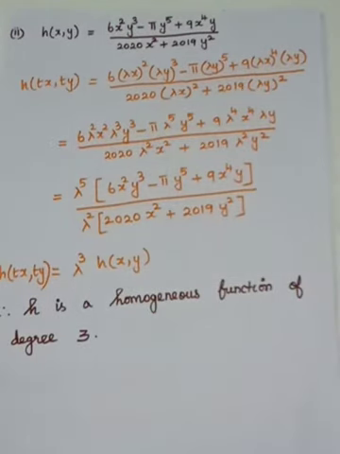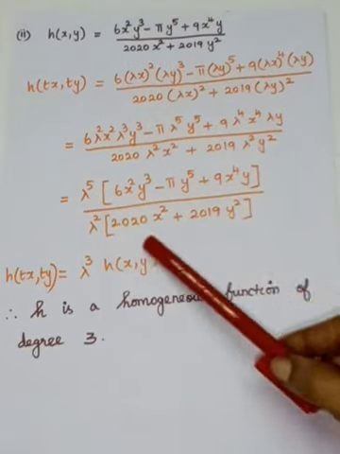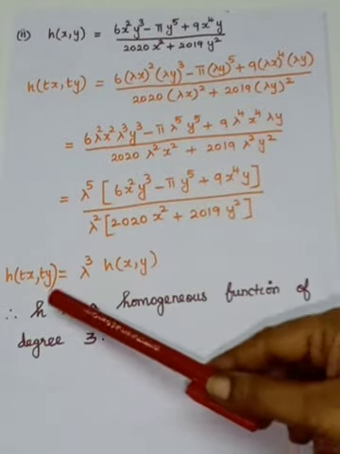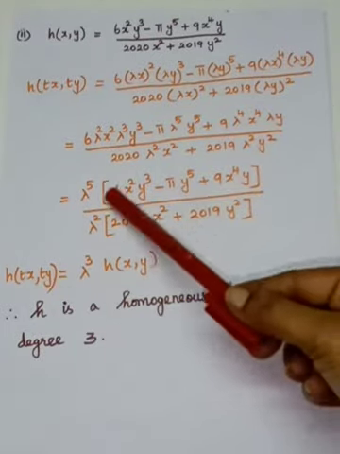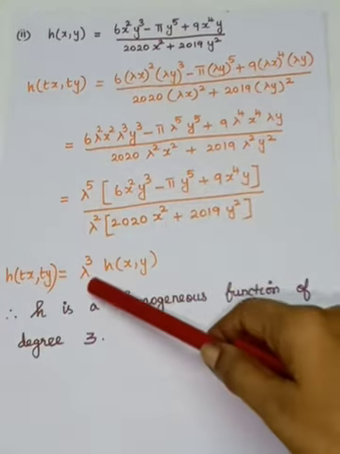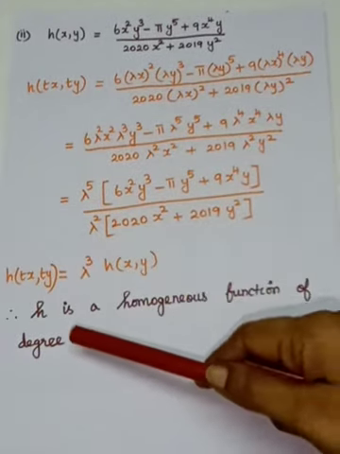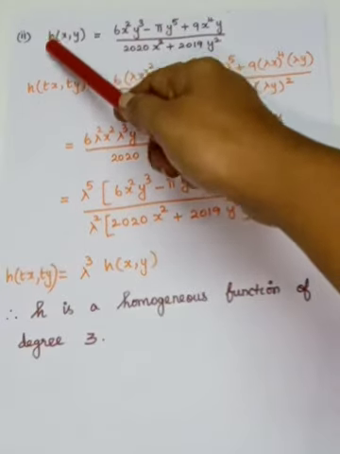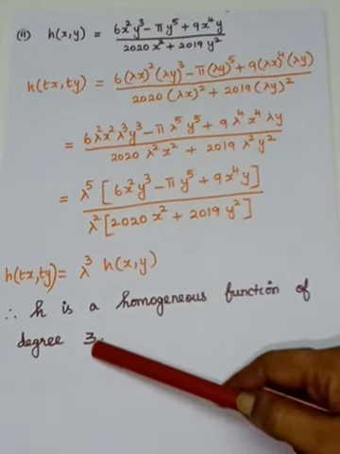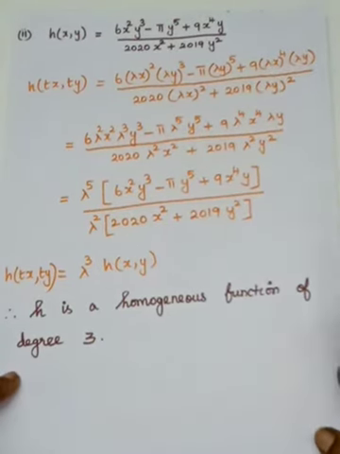You see that h of tx comma ty is equal to lambda cube. What is this? You are getting the original function back. What is the original function? H of x comma y. This is h of tx comma ty. This function is h of x comma y. So we can write lambda to the power 3 into the original function. So therefore we can very well say the given function h is a homogeneous function of degree 3. So why have I written 3? The power of lambda is nothing but the degree. Okay, so come to the third subdivision.